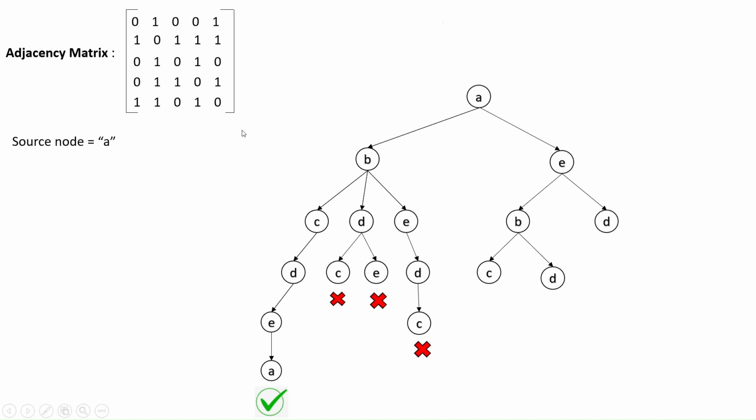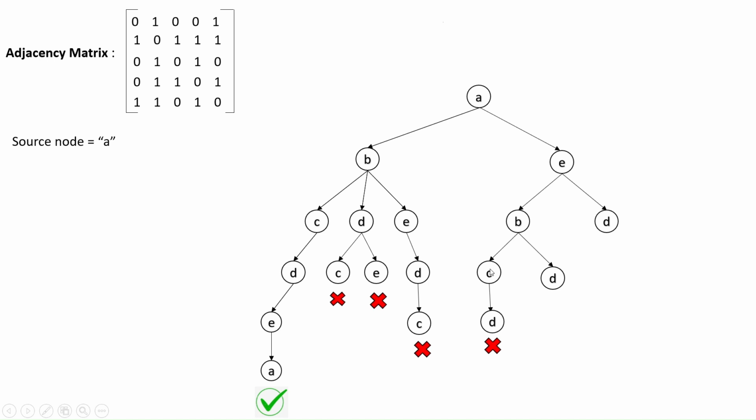Again check what are the adjacent nodes to C. Here the adjacent nodes to C are B and D. Here B is only listed. So we consider D. Let us go to D. And again check what are the adjacent nodes to D. The adjacent nodes to D are B, C, E. Here B, C, E, all the three nodes are already listed, so we are not considering them. This is the dead end.